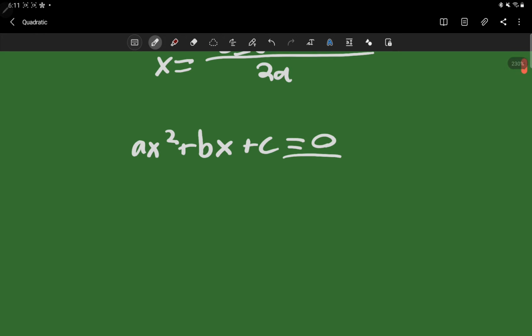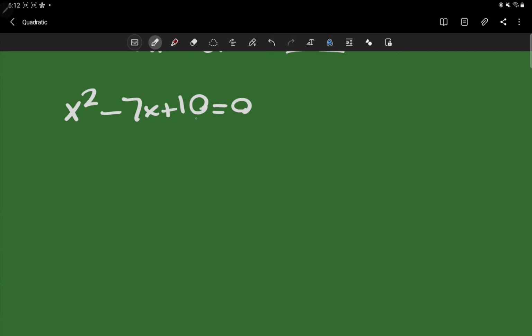So what does this really mean, though? Why is it useful? Well, sometimes we have quadratics that are very clean. I'll write one right here: x squared minus 7x plus 10. And let's say we're setting it equal to 0. We're finding where it intersects the x-axis, the roots of it.